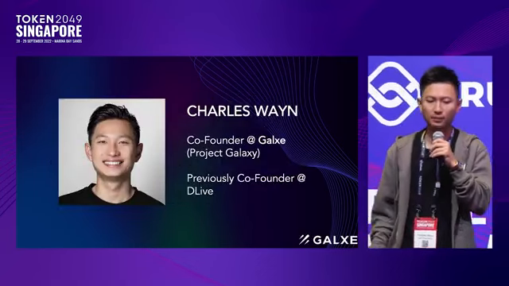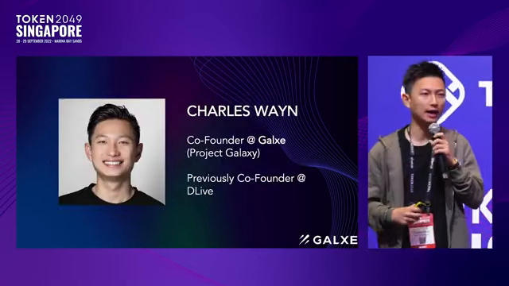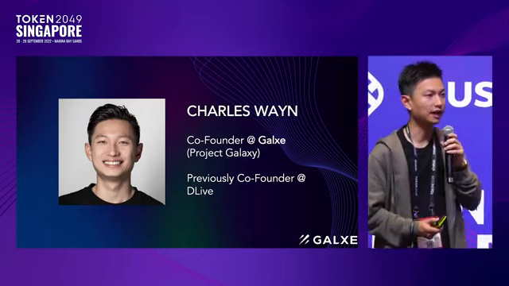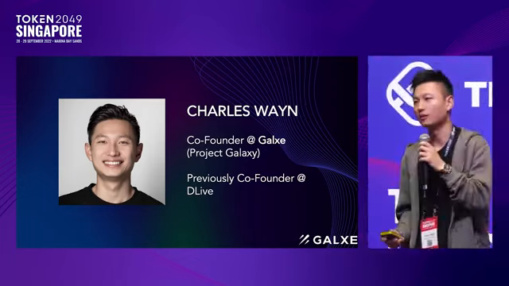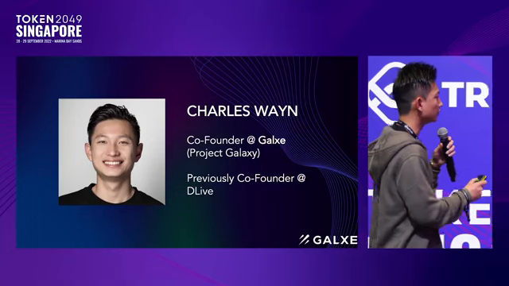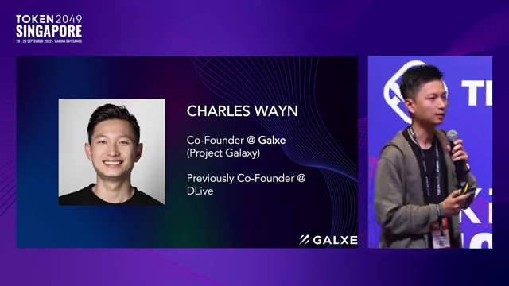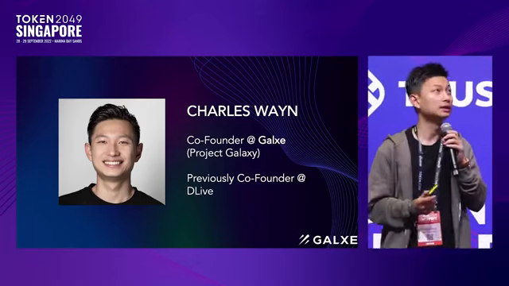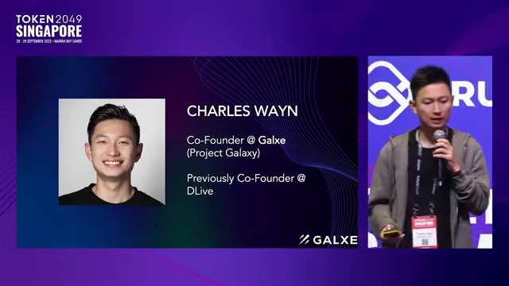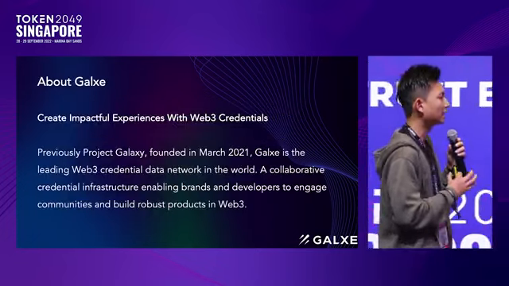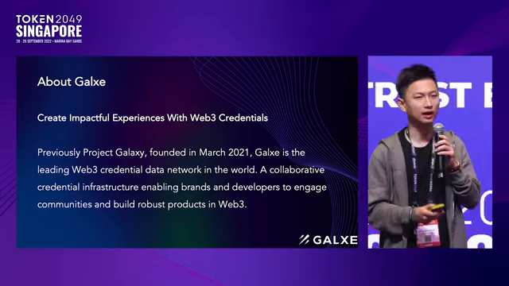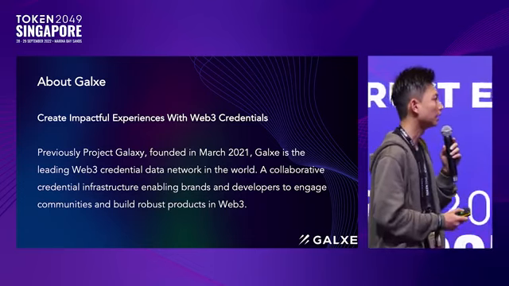A little bit of background about myself. My name is Charles Nguyen. I'm the co-founder of Galxe. Previously, our company's name was Project Galxe, and a month ago we had a rebrand and changed it to Galxe. We also have a token called GAL, the GAL token. Previously, I was the co-founder of DLive, a live streaming platform, which was acquired by BitTorrent in late 2019.